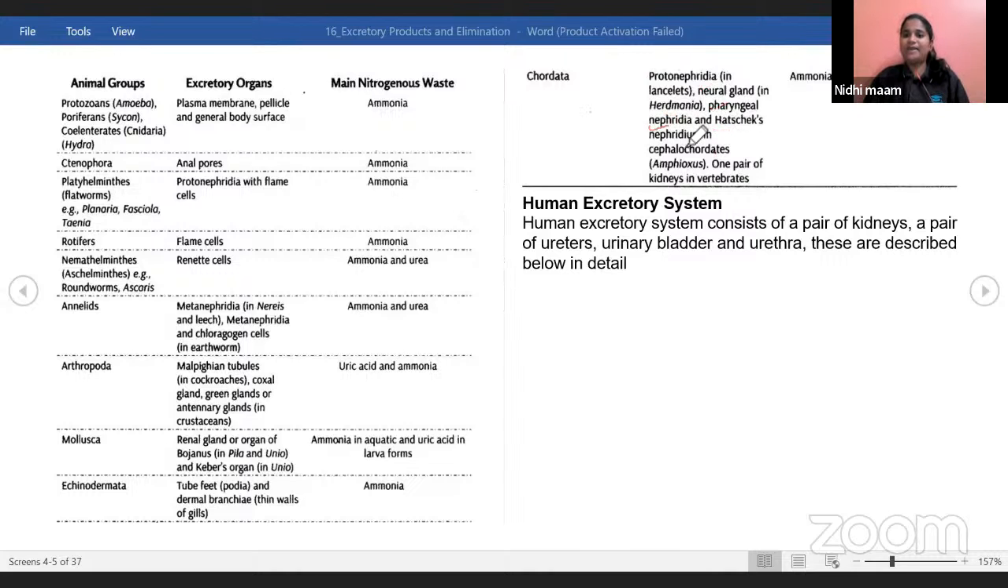Okay, one pair of kidney in vertebrates. So in chordata some of them will excrete ammonia, which are aquatic, some of them will excrete urea, some of them will excrete uric acid. So this is about the animal groups, excretory organs and excreted nitrogenous waste. Now let us solve some questions, and again I will come to the human excretory system.